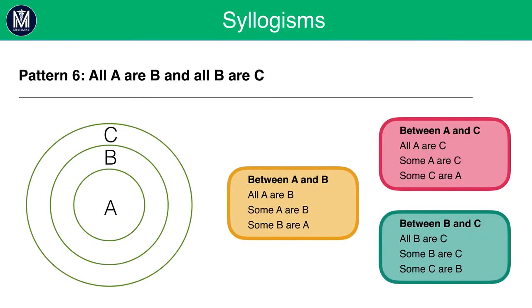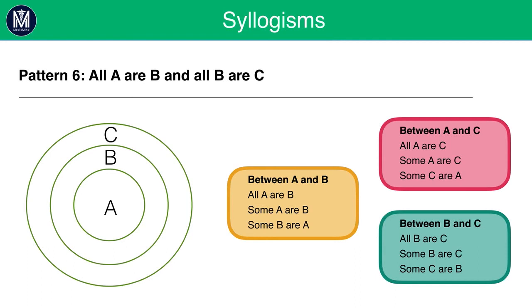Pattern 6. All A are B and all B are C. Previously we looked at all A are B. Now all you have to do is add another layer to this circle here, to the 2 circles shown. Now what can be deduced here? Let's look at it step by step as always. Between A and B, we know that all A are B, and by the same logic, some A are B, and of those that are B, some B are A.